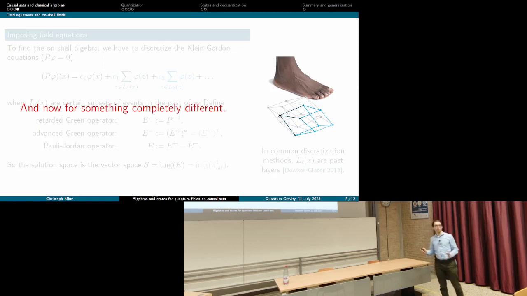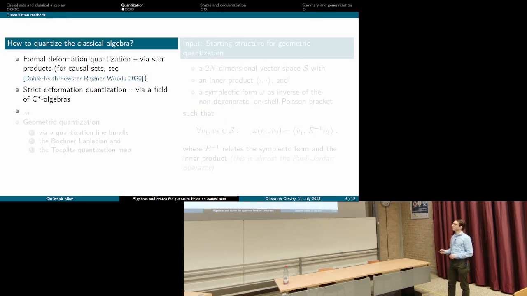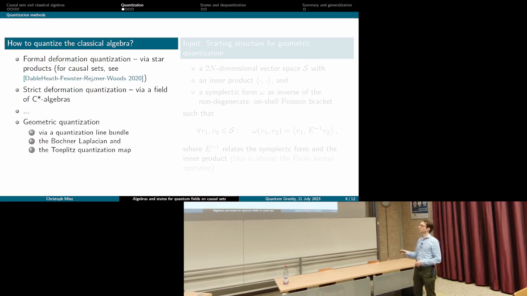So now to something completely different. Well, actually, it's not that different, because, as I said, you can use that causal setting for the following construction. So far, everything was classical. Now we want to go quantum, and there are a few methods that you could think of to quantize, such as deformation quantization in the formal way on causal sets. It has also been done in this paper here. You can also do strict deformation quantization, which is a bit more mathematically involved, and there are many other methods. But what I want to talk about is geometric quantization, and in particular, I will highlight these 3 points that we will need to get a quantum algebra for that.